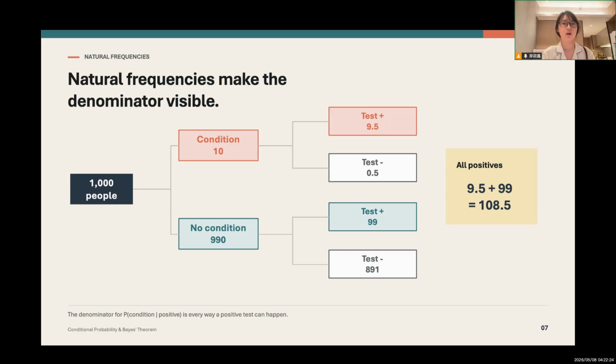Now focus only on positive test results. How many positive results are there in total? There are 9.5 true positives plus 99 false positives, so there are 108.5 positive test results. This number is the denominator for our question. We are not asking about all 1,000 people anymore. We are asking about people who tested positive. And among those positive results, only 9.5 are true positives.